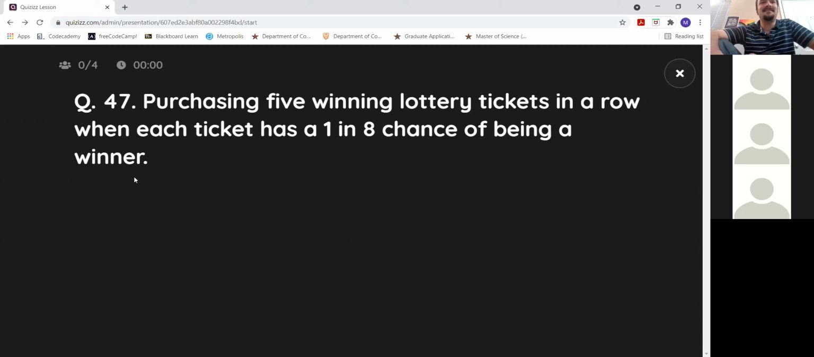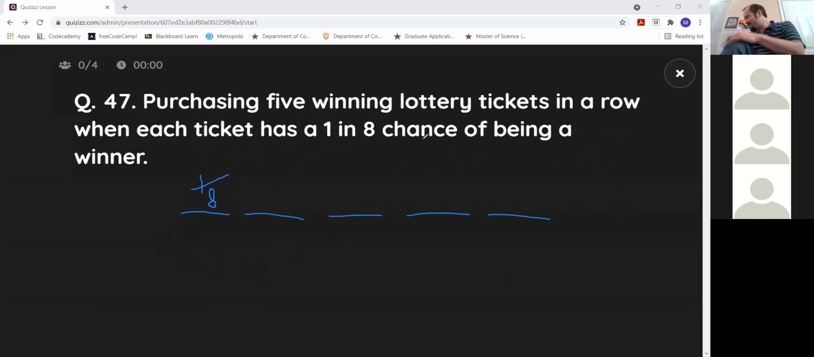Purchasing 5 winning lottery tickets in a row when each ticket has a 1 in 8 chance of being a winner. They don't say it, but we're doing 5 lottery tickets: 1, 2, 3, 4, 5. And so I think what we're doing is an AND probability. So I think we're trying to think if these are dependent or independent, I'm hoping is the first question. So if this one has a 1 in 8 chance of winning my first lottery ticket, what about my second lottery ticket? Does that change at all?